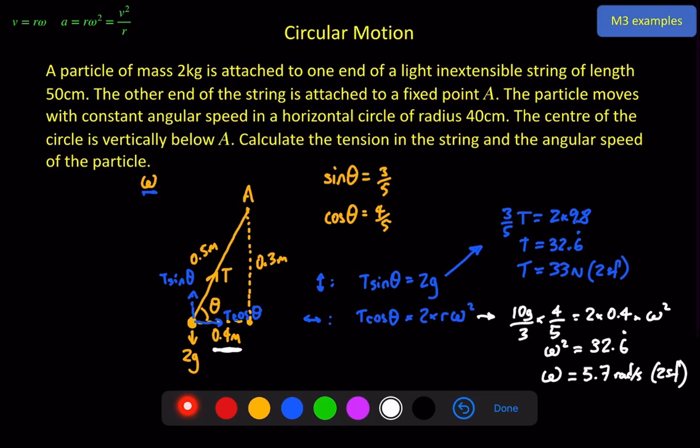And we're going to do this same idea quite a lot in these examples. Resolving vertically with a component and the weight, resolving horizontally to give us an F equals ma equation.